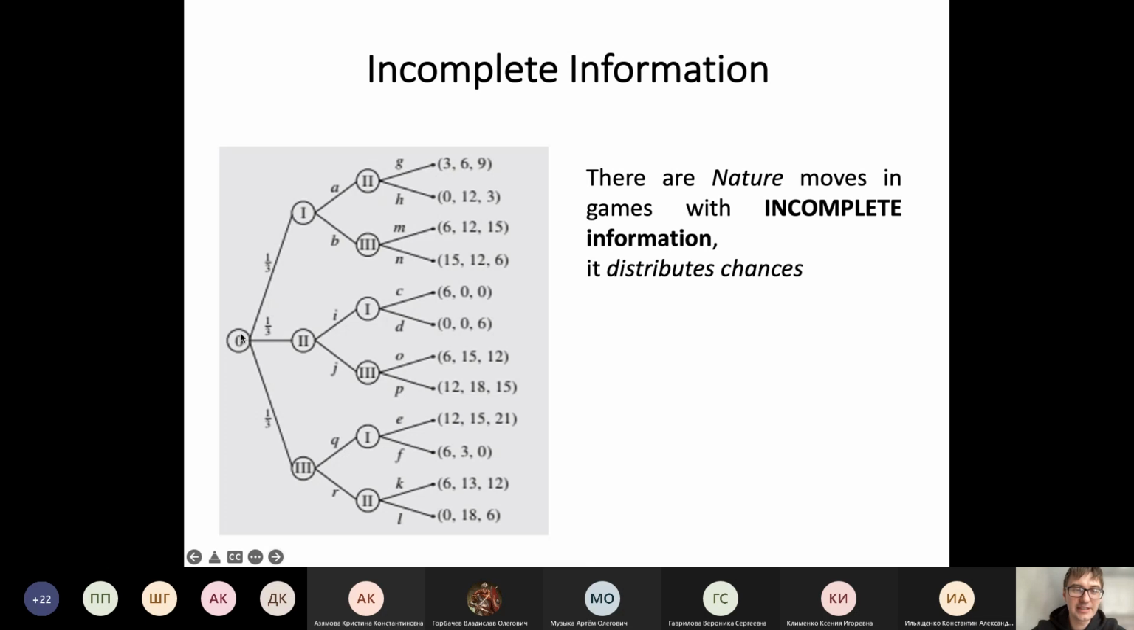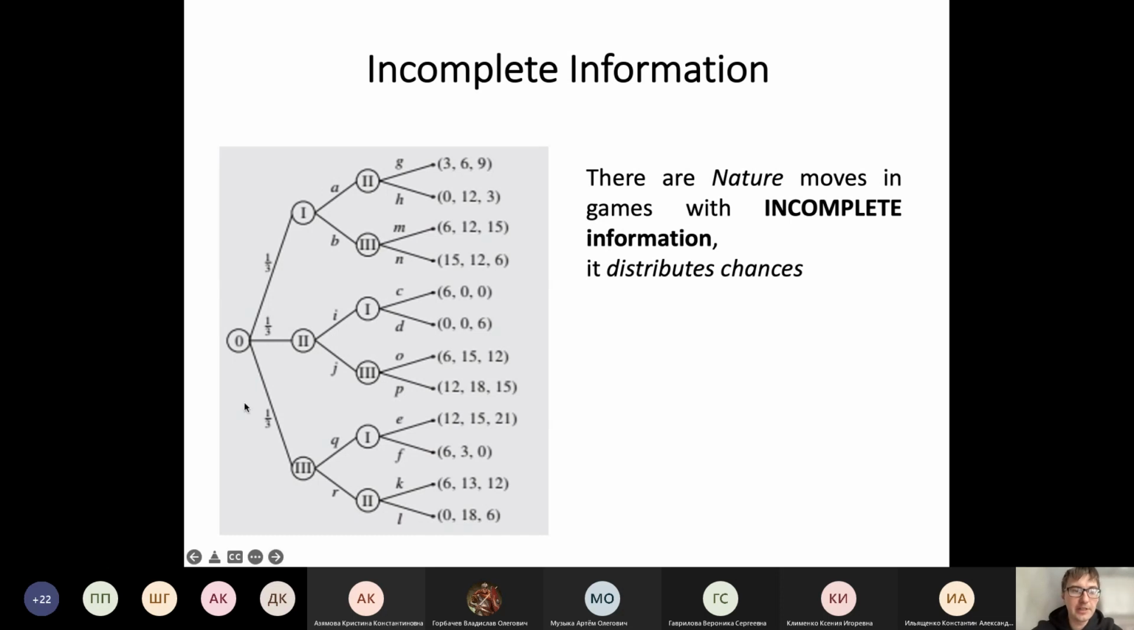So nature decides where we'll start, right? From this position, the first player makes his move. In this position, the second player makes the first move, and here the third makes the first move. It's like nature decides who will be the player who makes the first move.